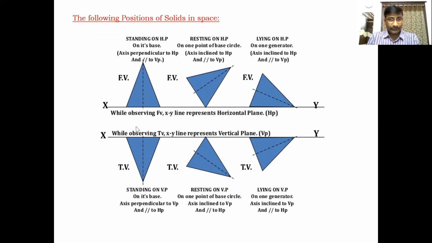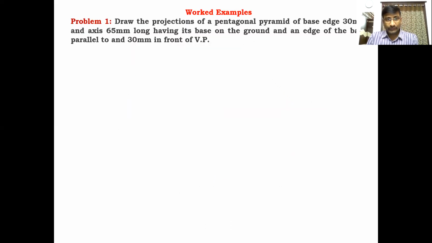For this front view, below XY, you have to draw the top view first, because the true shape will be visible in the top view. When the axis is perpendicular to the HP, looking from the top, a pentagon will be visible. Okay, let us start. First, start with the top view. Draw the XY line.